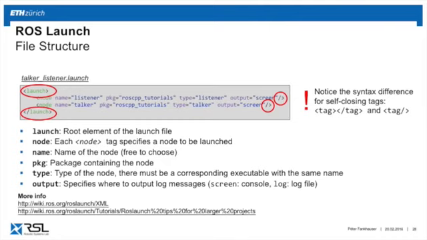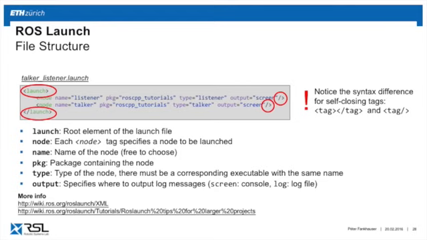Now, if we look at this listener and talker launch file, this is how it looks. You have a launch XML tag at the top and the bottom, and then you see that we have two lines to start the two nodes. Each node tag line specifies which node to run. It has the parameter name, which is an arbitrary name that you can choose to run the node under.